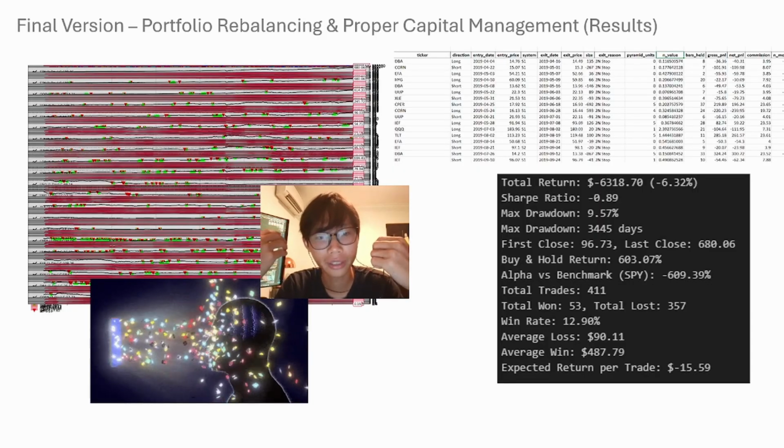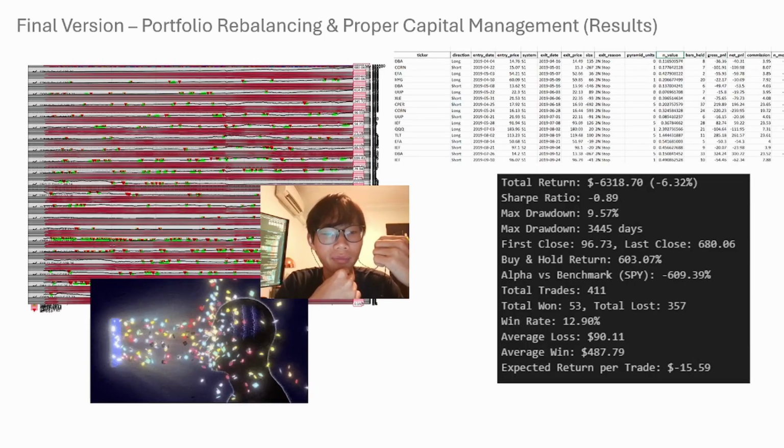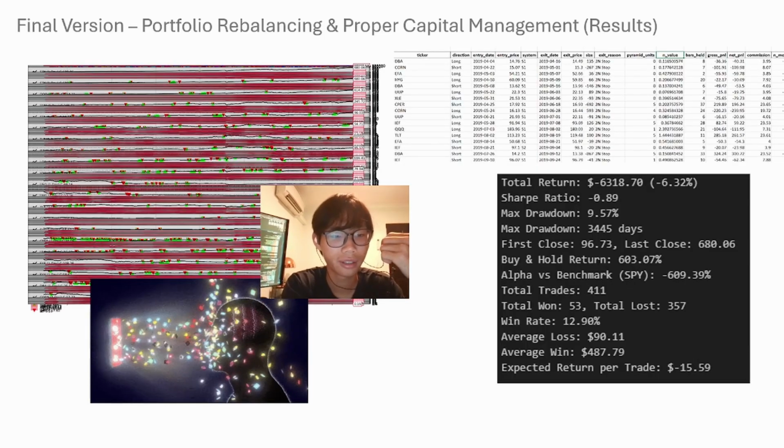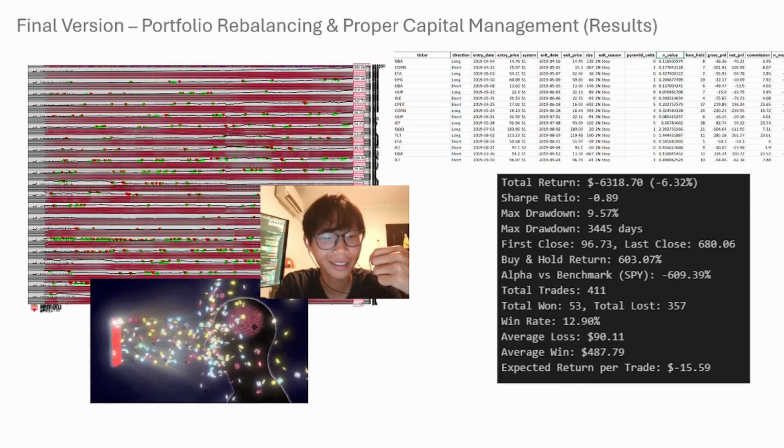So for the final result, we got a total return of negative 6.32% over, was it 2016 to 26? I'm not sure. Oh wait, no, it's here. I'm pretty sure it's from 2000 to 2026. Something like that, or 2011 to 2026. The alpha against the benchmark, negative 600%. Yeah, you're better off just buying and holding. The win rate of 12%.